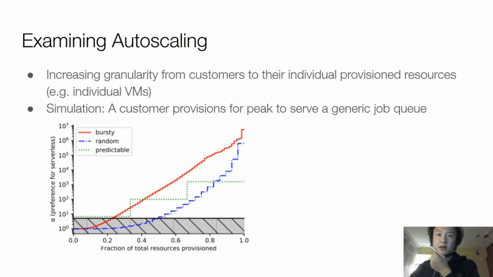As you can see in the chart for the random job queue, the customer at first is fine with their provisioned resources, but after they've provisioned around half of peak, that's the break-even point where the customer begins preferring a serverless autoscaling solution. And you can see that this break-even point, as you would expect, happens even earlier for a burstier workload, at around 1/4 of total resources provisioned.